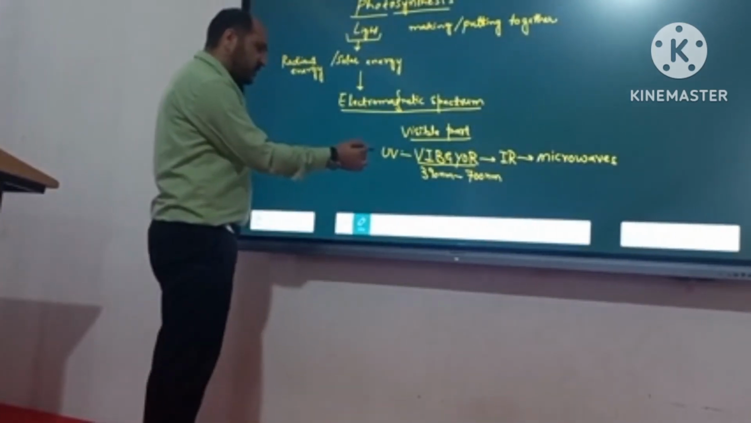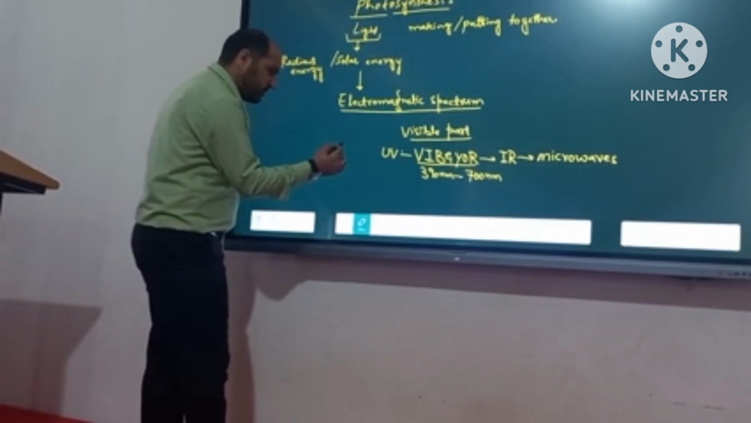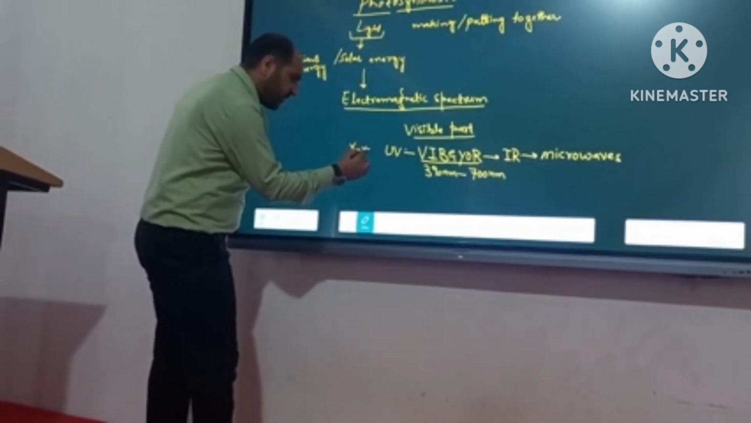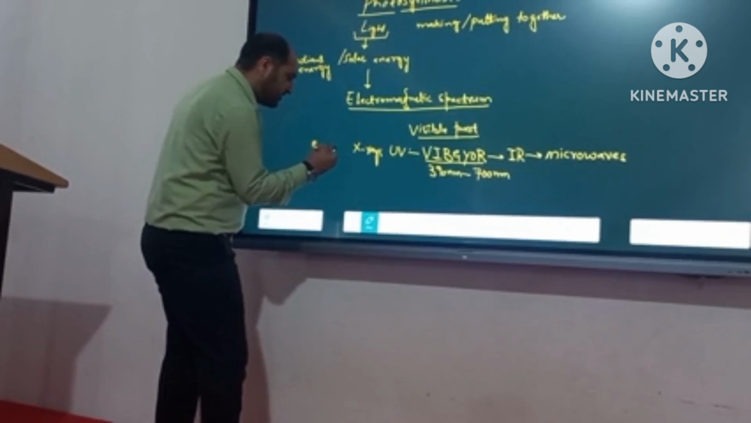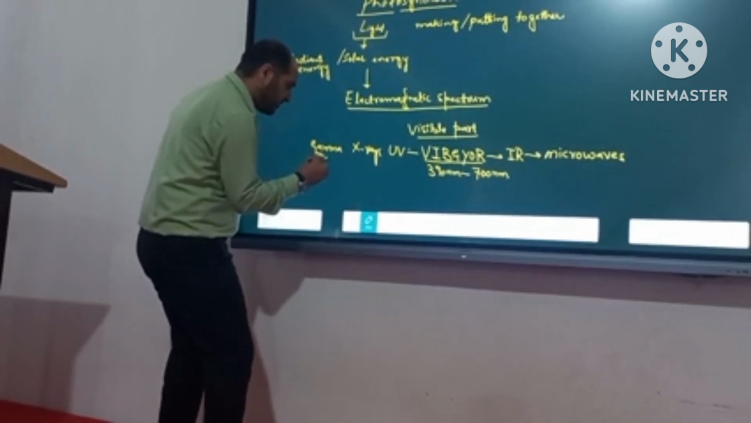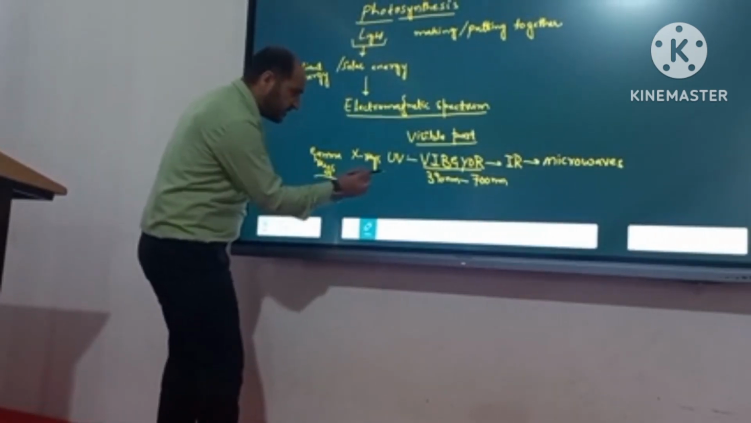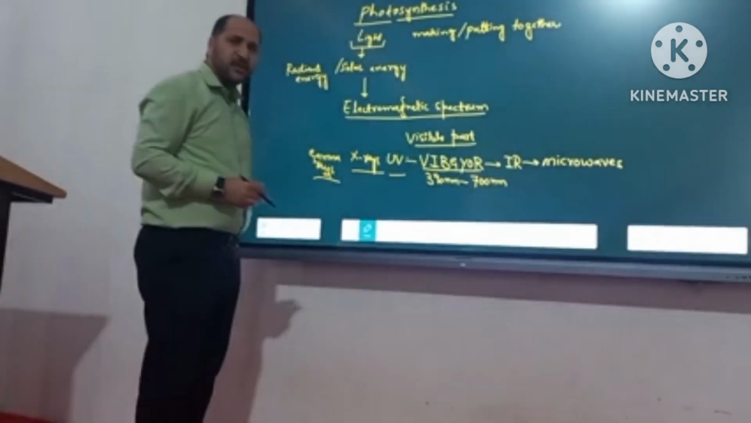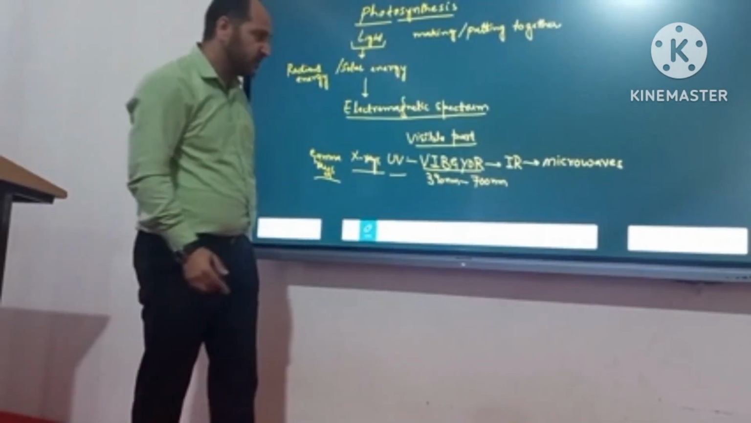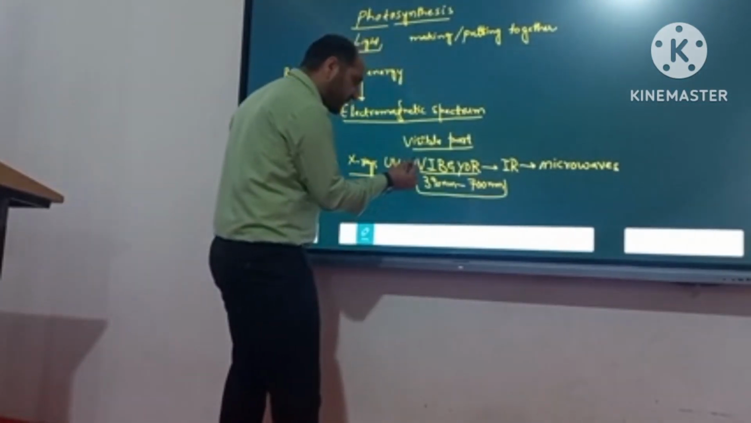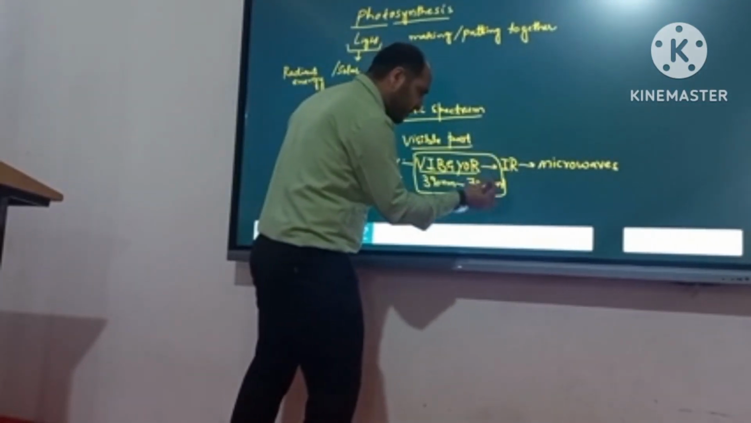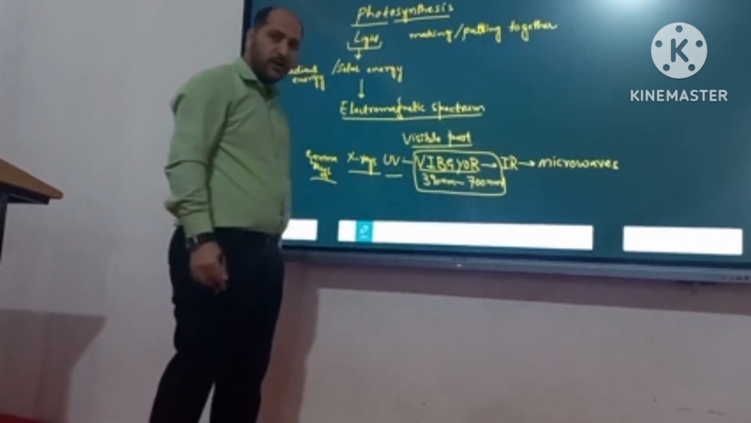Before the ultraviolet rays, there are X-rays, which have high penetrating power, and gamma rays, but all these gamma rays, X-rays, and UV rays are not useful for the process of photosynthesis. Only the visible spectrum is the usable part of the light portion.